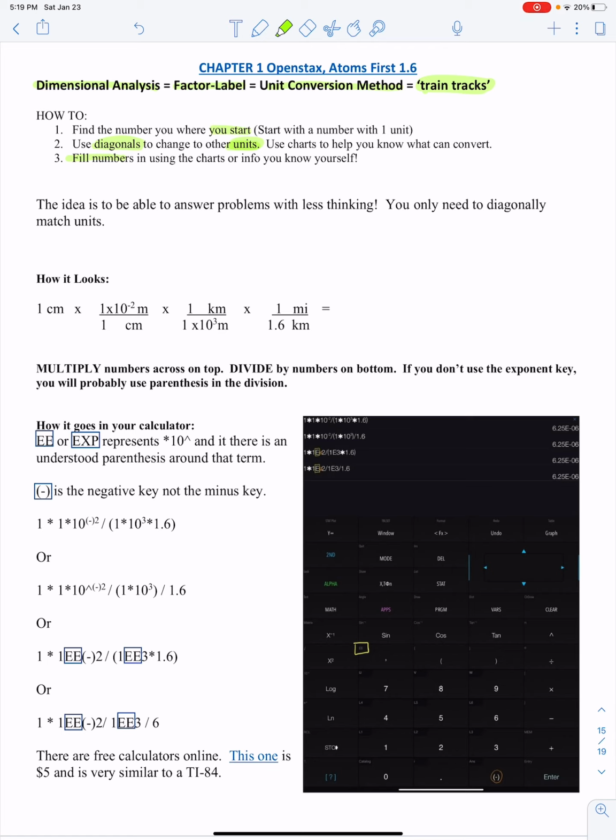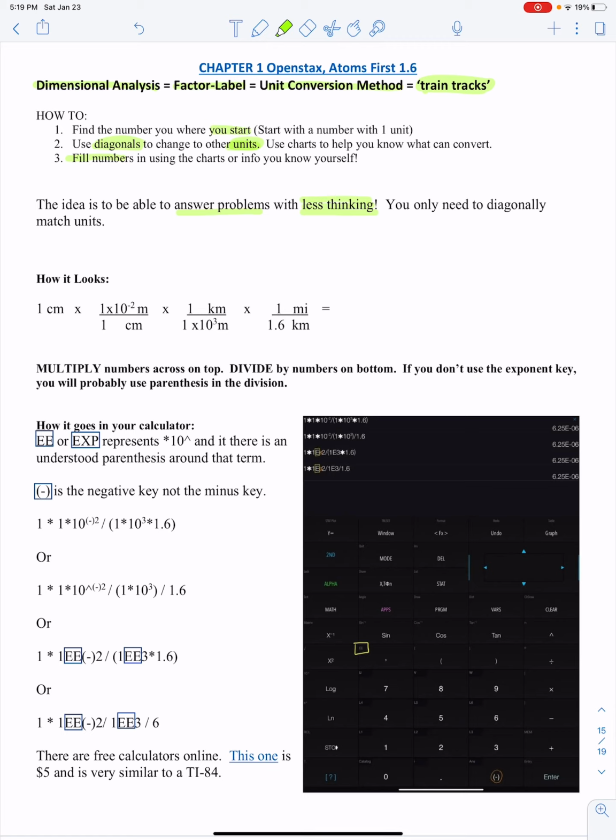Now, if you are proficient with metrics, you're going to naturally just jump to the answer. And I would encourage you not to do that because we're not really trying to teach people how to do metrics. We have a chart to help with that. What we're trying to do is use metrics to teach this method of math. Factor label is the method. The idea is to answer the problems with less thinking.